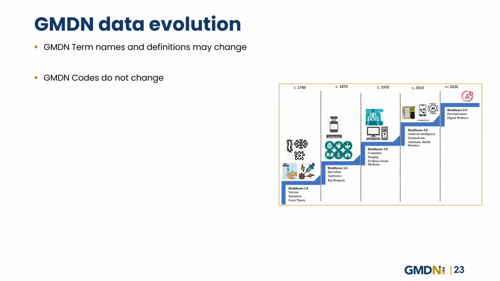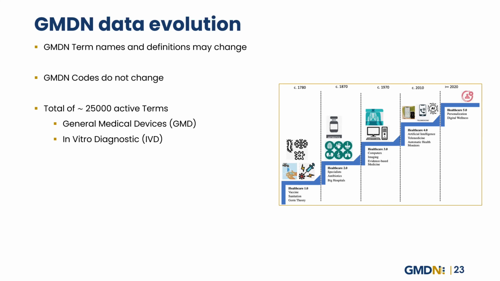So in terms of data evolution, as I said, GMDN is a dynamic database where new devices are added to it on a constant basis. Some term names and definitions may change, which means that that term has been expanded to include a variation of that device type. However, importantly, the GMDN code of that term does not change. So changes only affect the name and definition, not the codes. Half of the terms in the database currently are general medical devices, and the other half are in vitro diagnostic, IVDs.